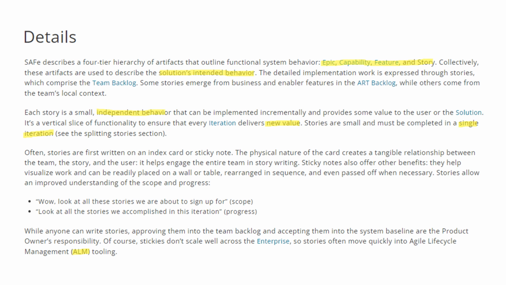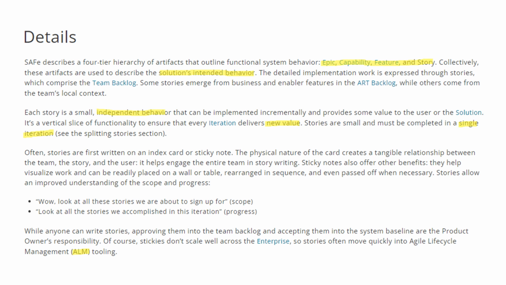Each story is a small, independent behavior that can be implemented incrementally and provides some value to the user or the solution. It's a vertical slice of functionality to ensure that every iteration delivers new value. Stories are small and must be completed in a single iteration.